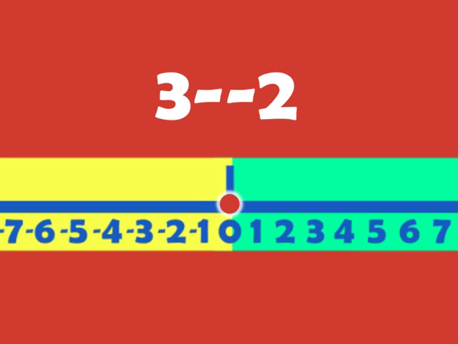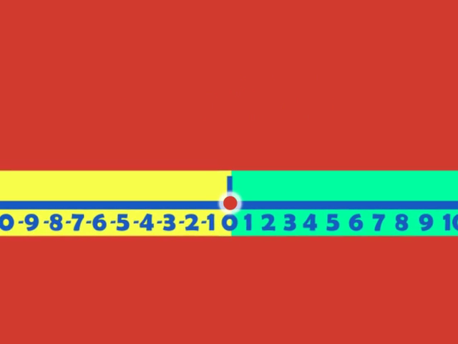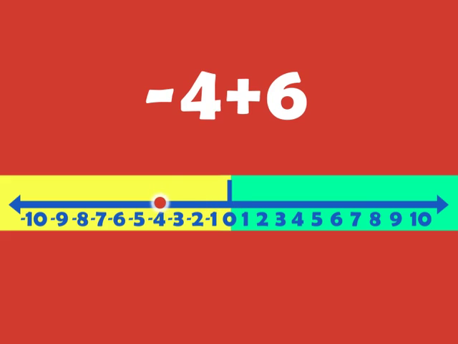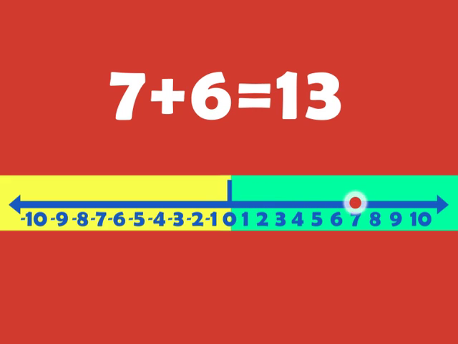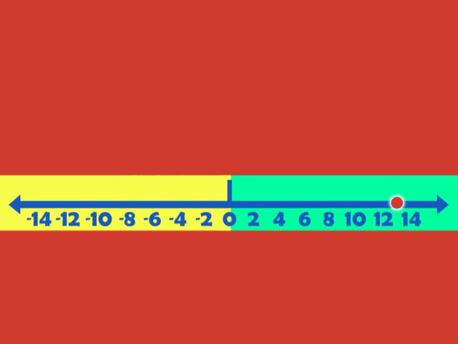For example, 3 minus negative 2 can be restated as 3 plus 2, which equals 5. Negative 4 minus negative 6 can be restated as negative 4 plus 6, or 2. 7 minus negative 6 can be restated as 7 plus 6, or 13. If this extends beyond our typical number line, you can either extend your number line or you can change the intervals on your number line.